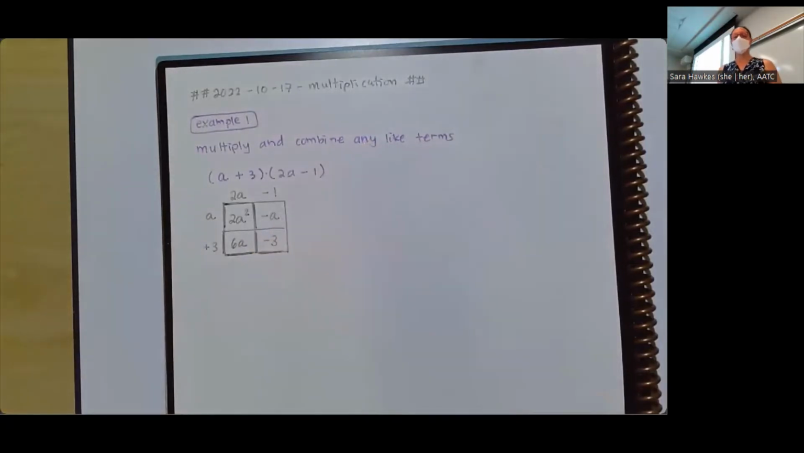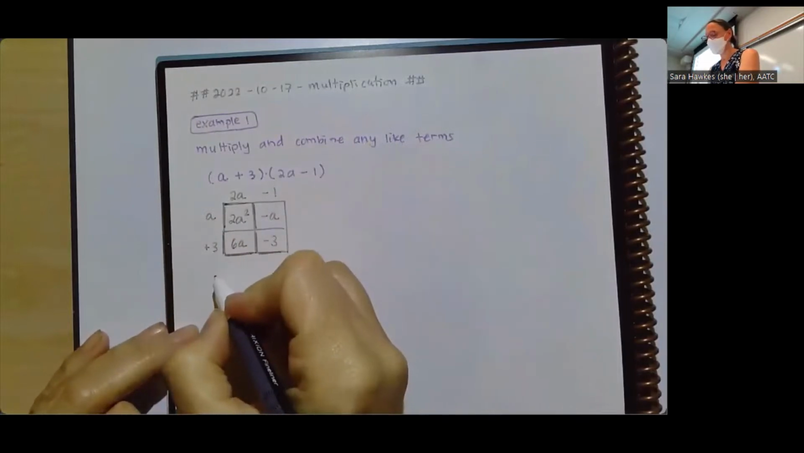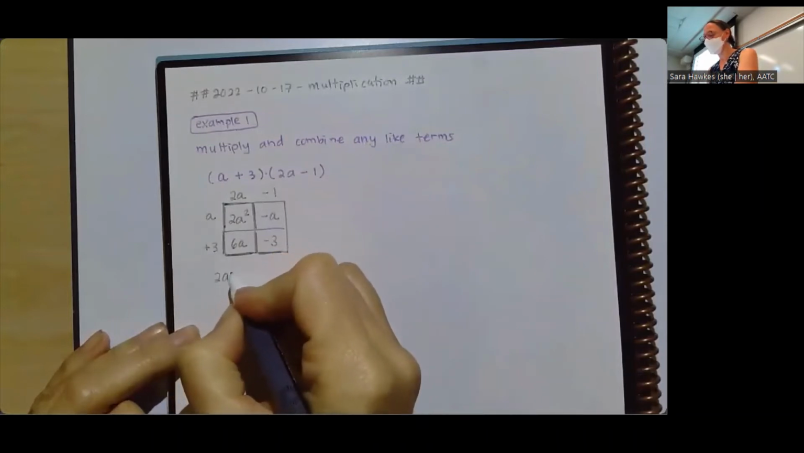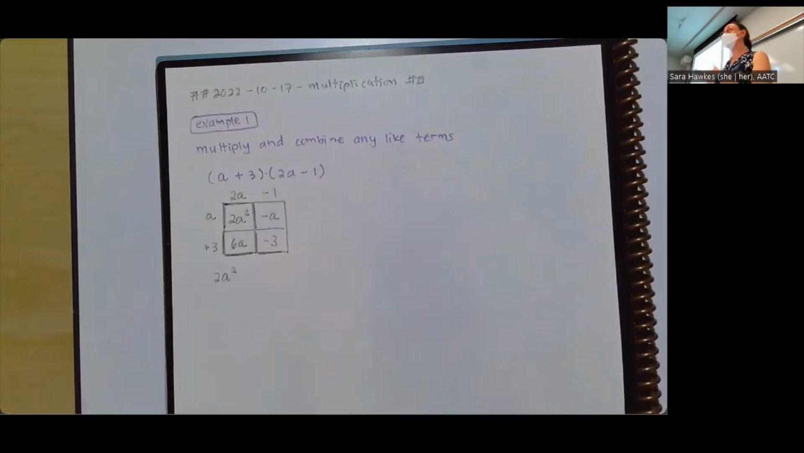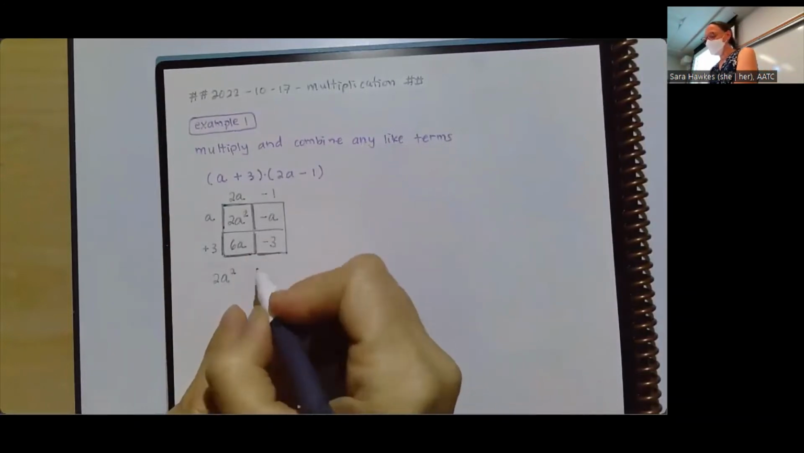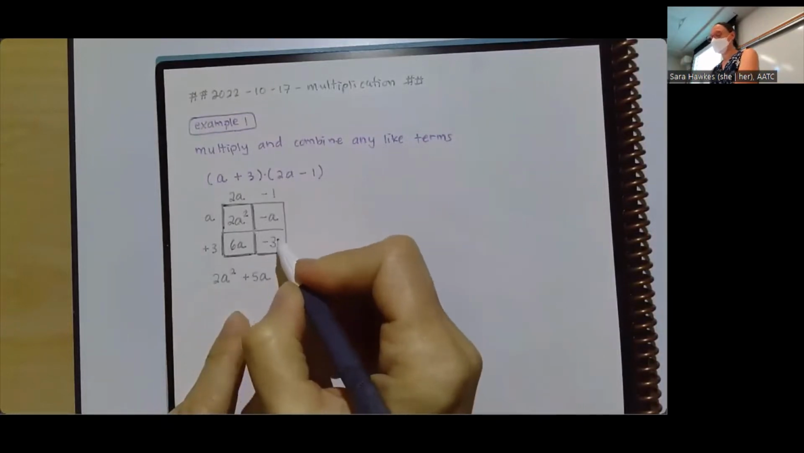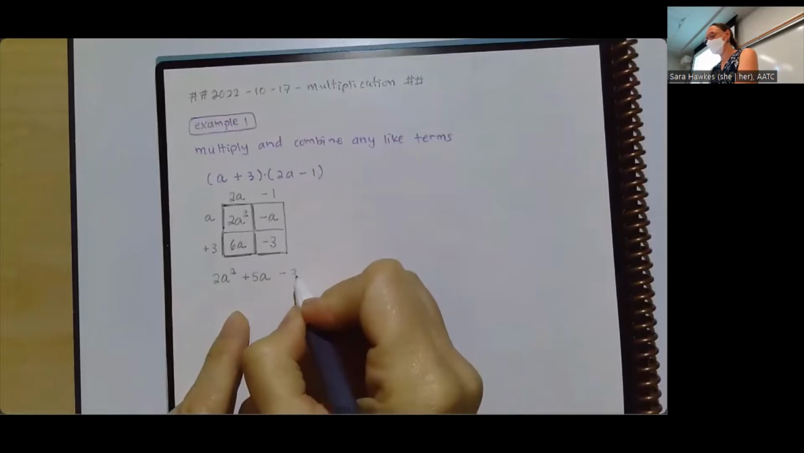When I go to combine like terms, I'm going to start with the largest power of A. So that's that A squared piece, and I've only got one squared term, the 2A squared. If I'm going down in descending order with the exponents, I'm going to combine my 6A and my -A to get a +5A. And then in terms of my numbers, I'm just left with a -3.